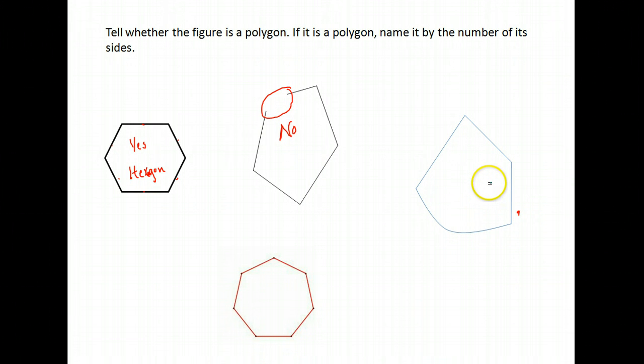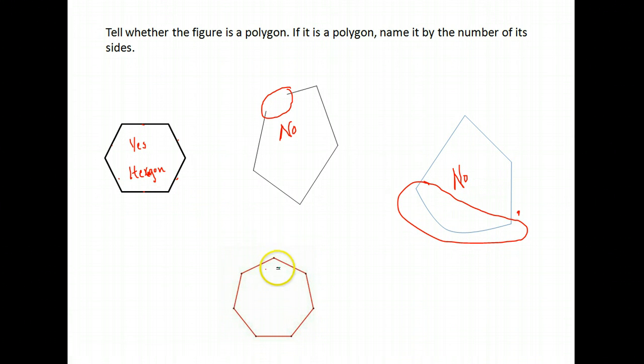Here's our next example. Is this a polygon, yes or no? Okay, again, hopefully you said no on this one. This one is no for a different reason. It's because this side here is not a segment. It's an arc or a curve. So no, not a polygon because all of the sides are supposed to be segments.